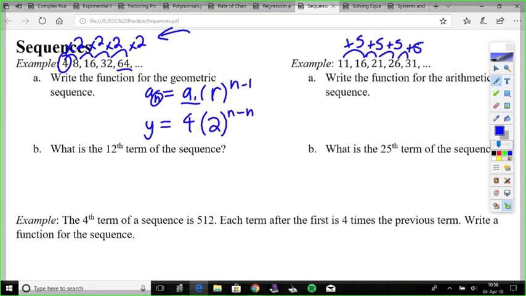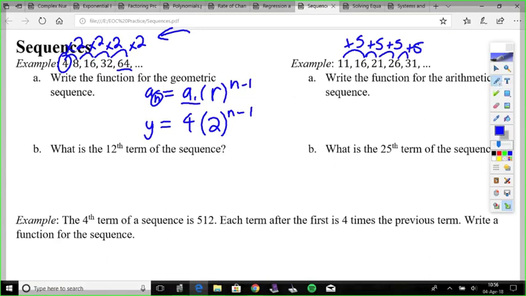Just say n minus 1. Oops, not n minus n, n minus 1. And the reason for that is because we have to plug in the value for n. I mean, you can write it y equals, but I would probably leave it as A of n equals. We'll see how they do.